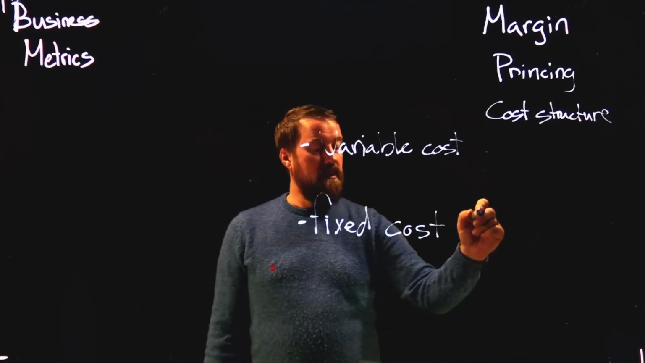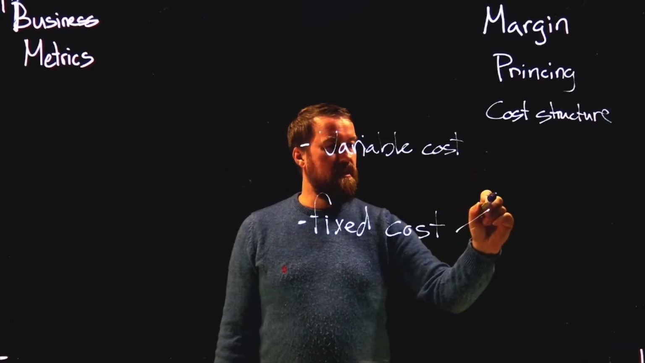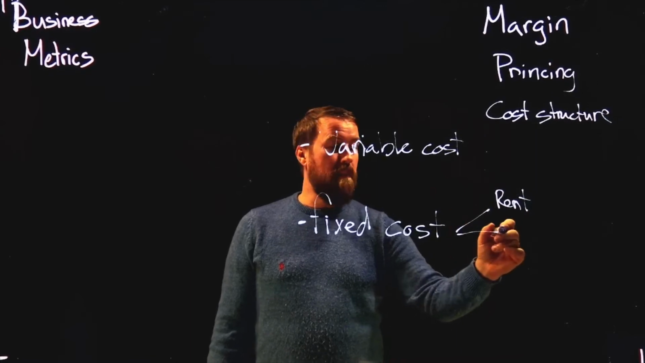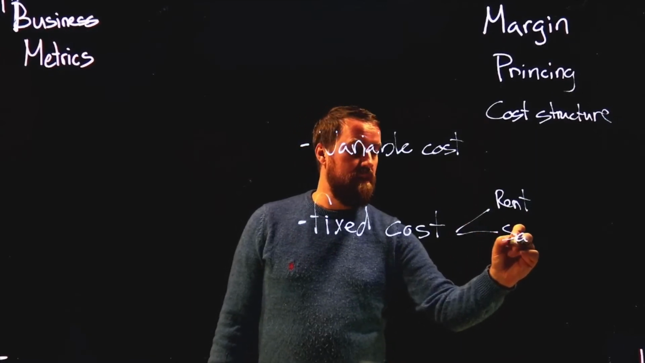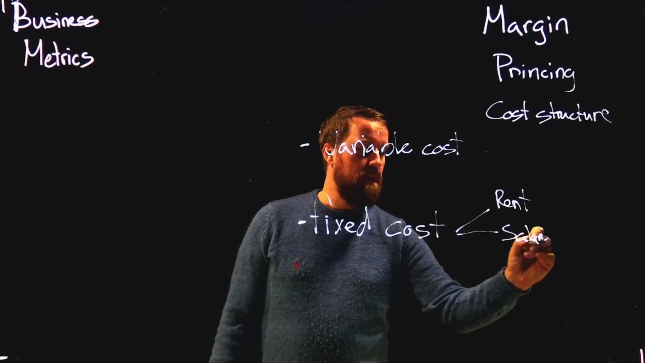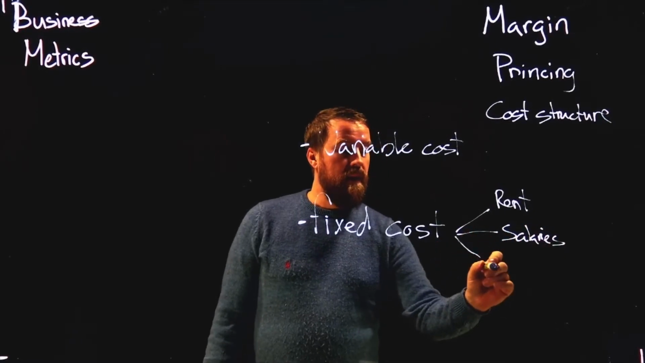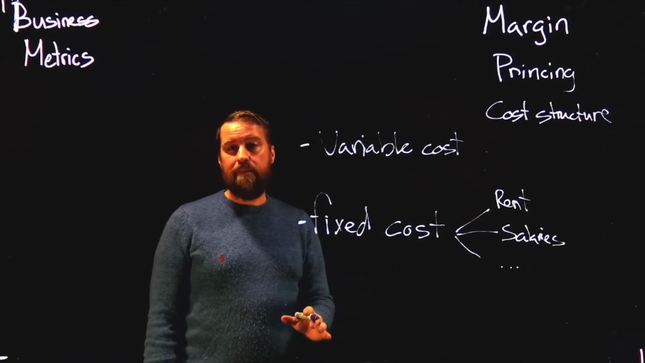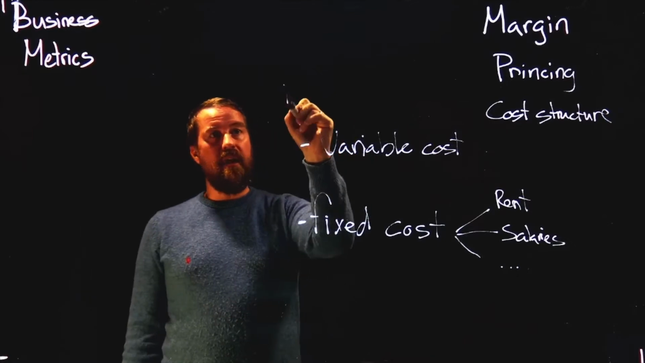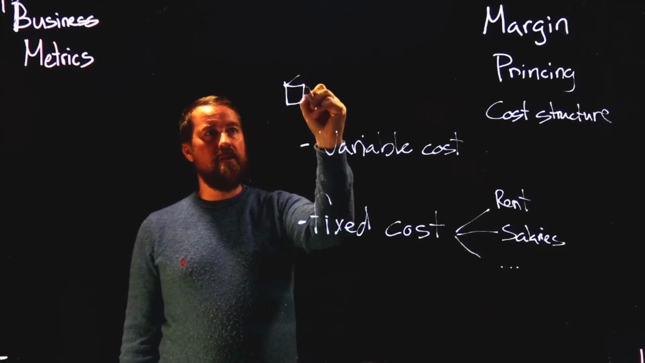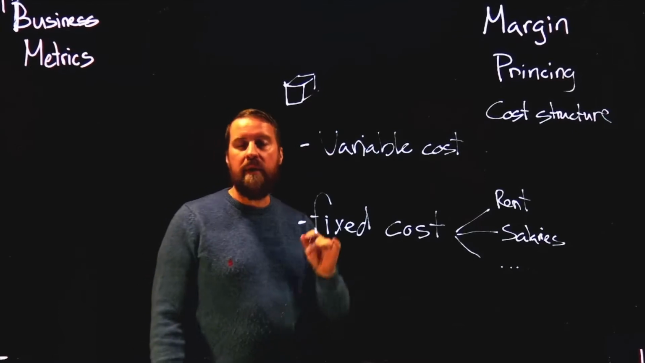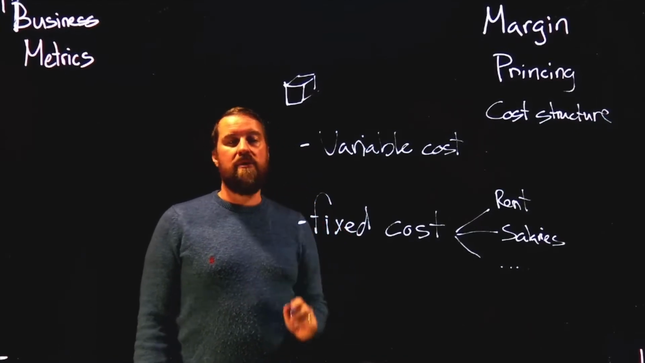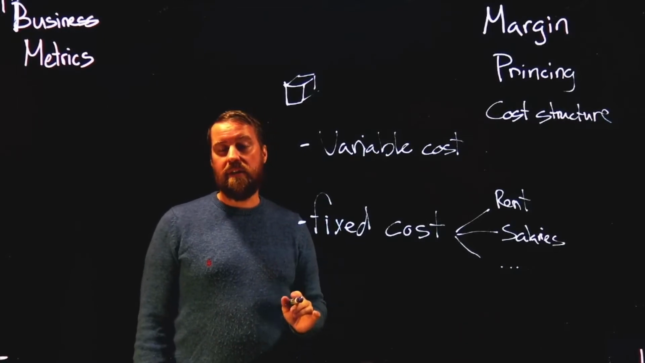It's your rent. It could be maybe your employees, some of the salaries. It could be a number of other things that you always have to pay. Even if there is not a single box going out of the door of your business, if you're selling nothing at all, you still have to pay the fixed cost.